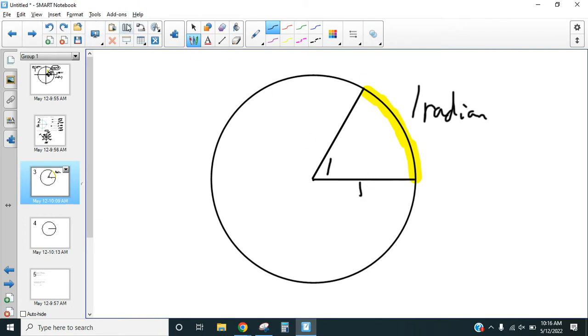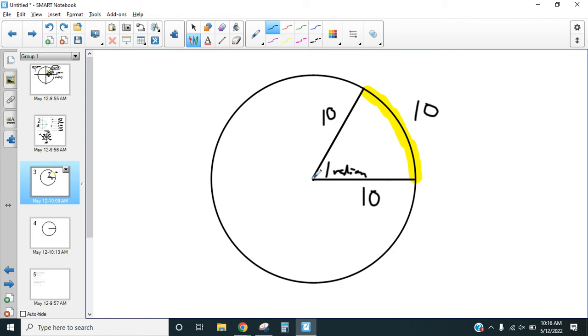If this distance is 1, sorry, let me just erase all that. If this distance is 1, isn't the other radius also 1? If we walk a distance that's equal to the radius around the edge of the track, then this is called 1 radian. It's called a radian because the angle is based off of the radius. If this is 10, then so is this. 1 radian would mean that I walk 10 feet around this circular track, or 10 meters. That's what 1 radian is.